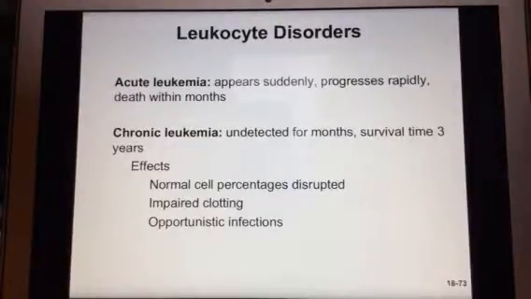You could have acute leukemia, which appears suddenly and progresses rapidly, or chronic leukemia, which is undetected for a while, but then the survival time could be 3 years. So probably more common would be the chronic leukemia. The normal cell percentages are disrupted, and so if there's less red blood cells, this could impair your clotting, and of course the oxygen making its way to all of the tissues.